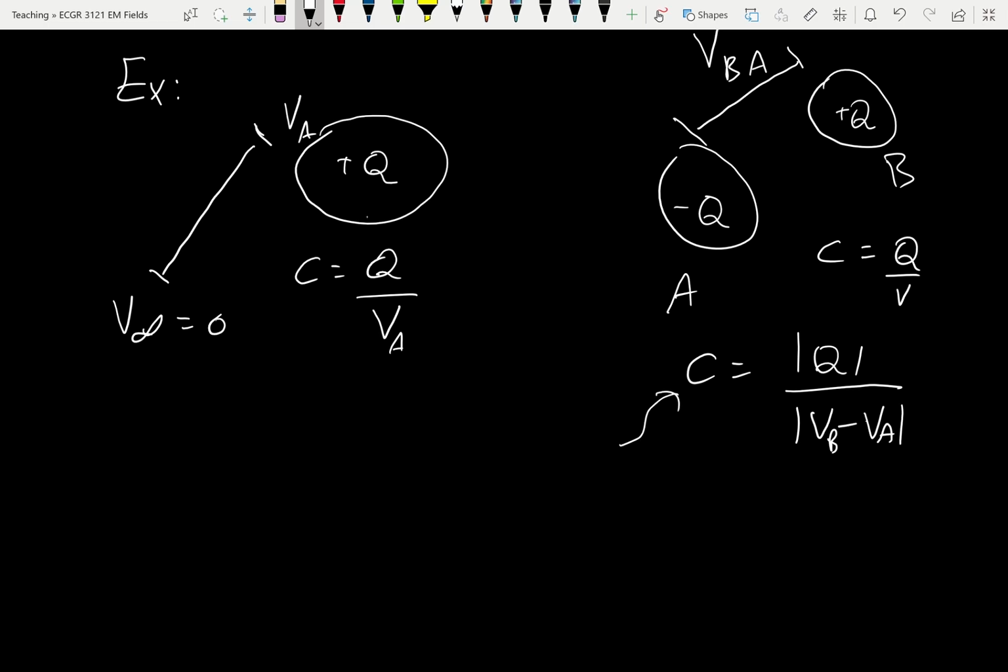Capacitance is always positive, because we cannot have negative capacitance within the scope of electromagnetics.